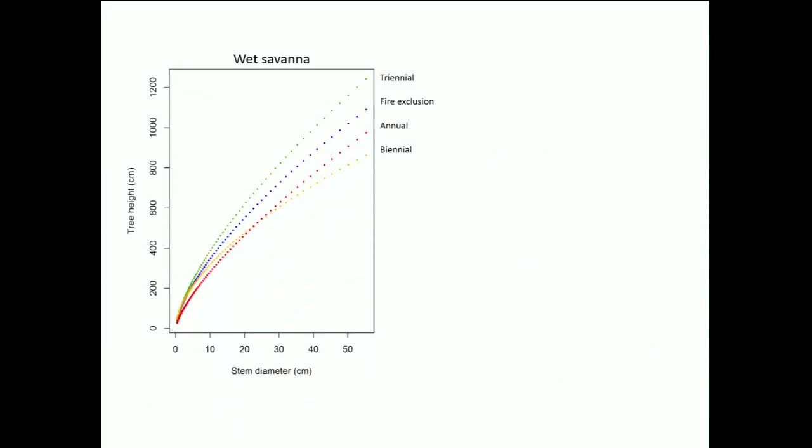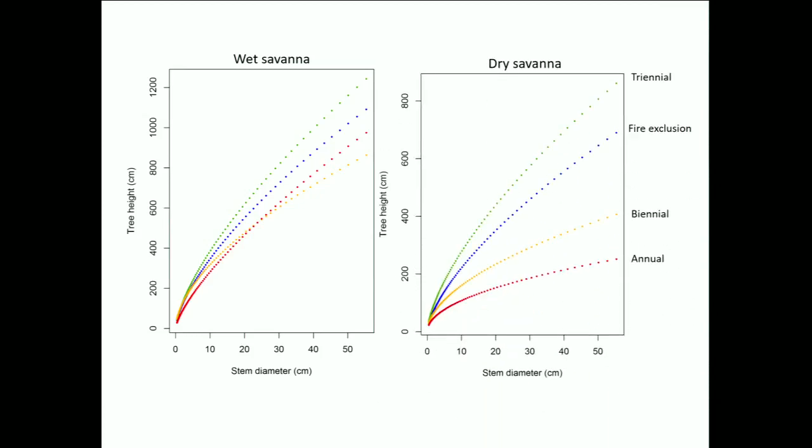So this is for the wet savanna, and this is for the dry savanna. Okay, so the green is where it's burnt every 3 years, the blue is a complete fire exclusion, so there's a control. The orange and yellow is something that's burnt every 2 years, and the red is burnt every year, right? And so for the wet savanna, we do see a difference. We do see that trees are capped in areas that are burnt more frequently. But the difference isn't huge.